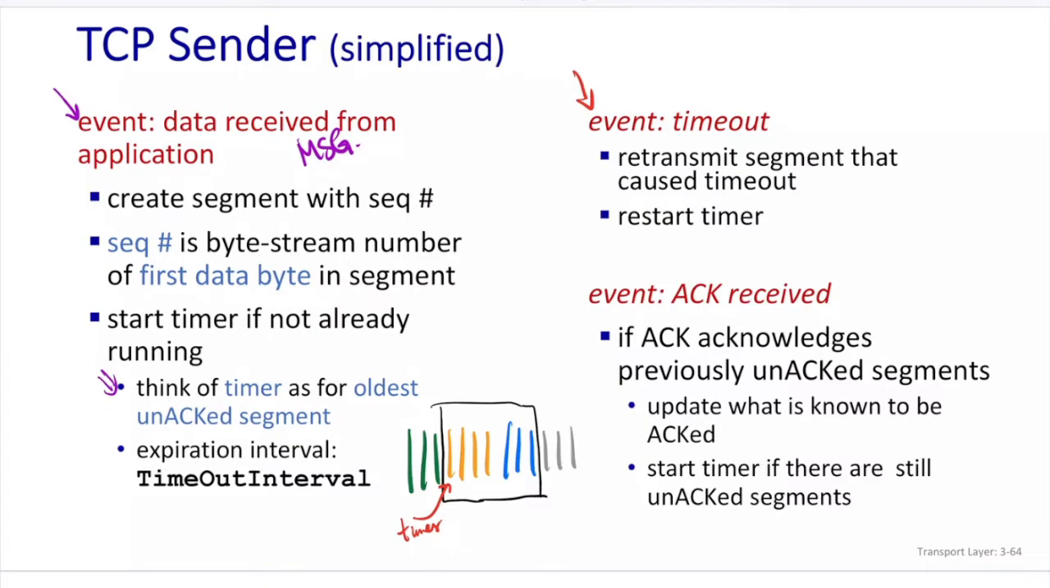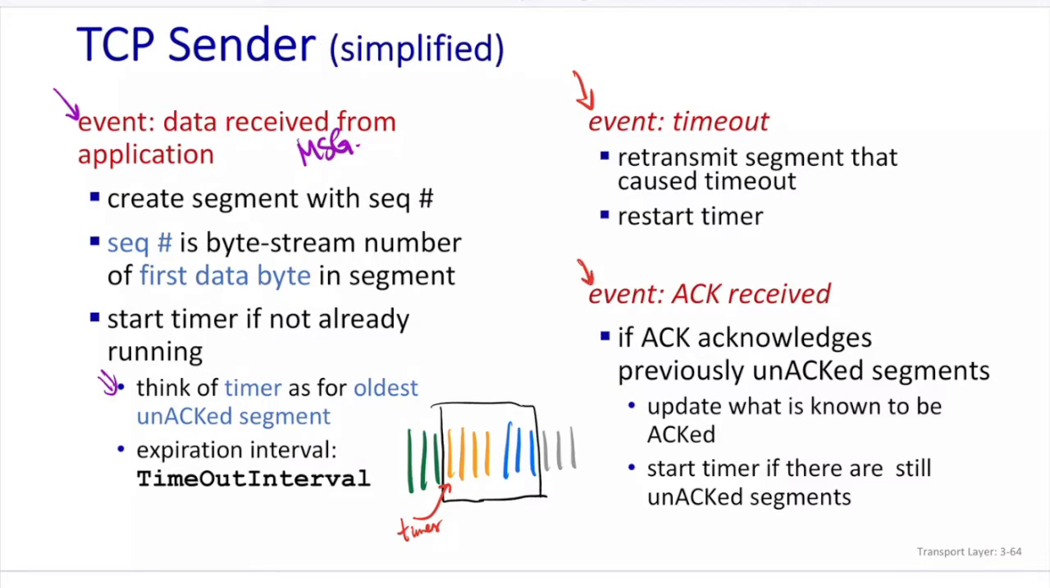Remember that TCP is not go-back-N and is not selective repeat. It only sets the timer on the first segment. So it will only retransmit the segment that caused the timeout and restart the timer. It will not retransmit all the packets. It will not set an individual timer for all the yellow segments. No, only one timer.